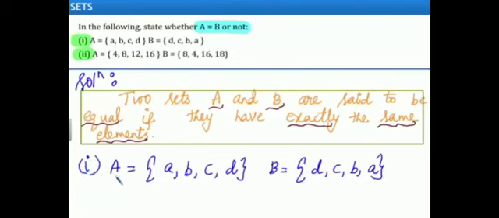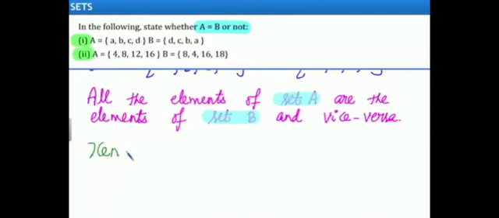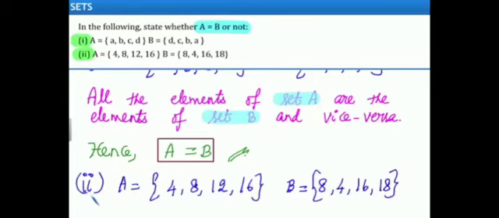So beginning with the first question, let A = {a, b, c, d} and B = {d, c, b, a}. So you have to note down: all the elements of set A are the same as in set B, right? Hence the given sets are equal. A = B. Here the order of the elements is interchanged, but that's okay. In roster form, you can change the order of the elements.